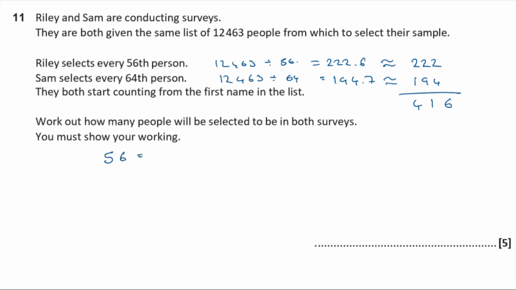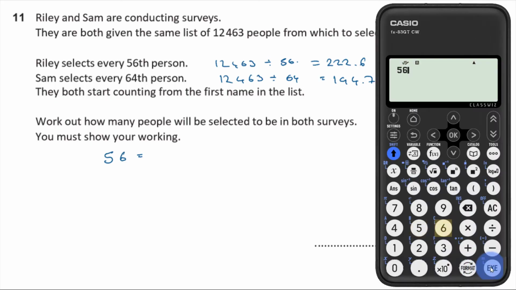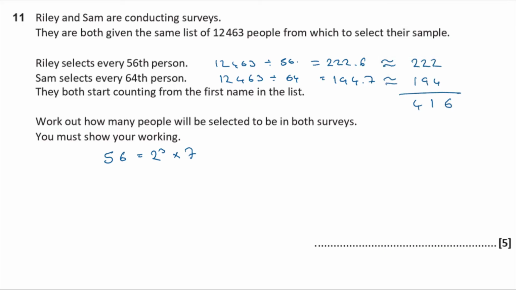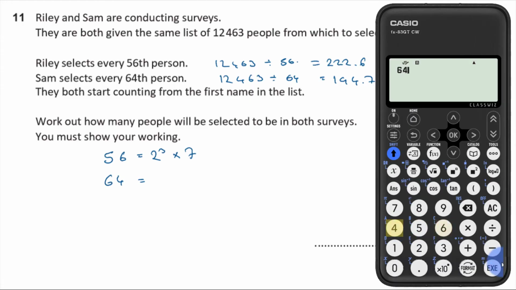So what's 56 as a product of its primes? Tapping that into the calculator, if I just type in 56 and go to format, you can see it come down here and select prime factors. And it will just write it out for me. So 56 is equal to 2 cubed times 7. Doing the same thing with 64, typing that into the calculator, then format and prime factors, that is 2 to the power of 6.